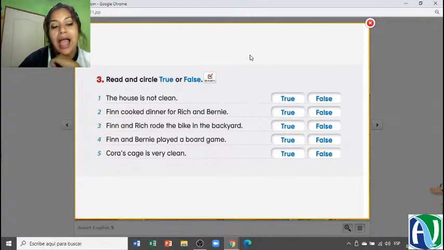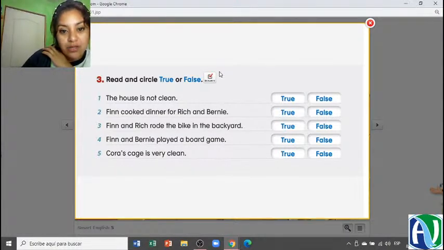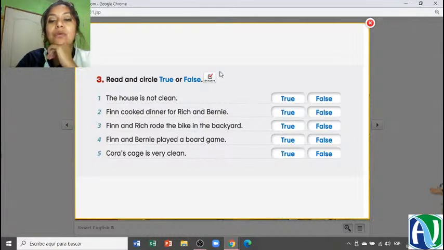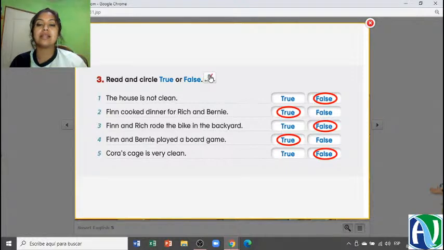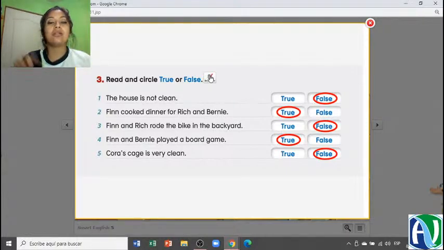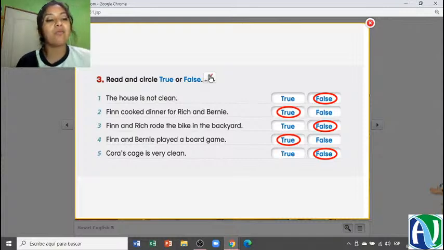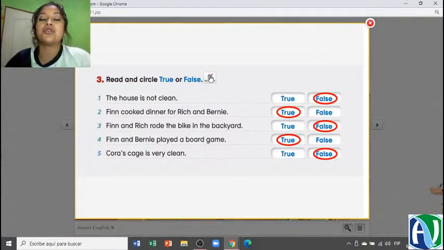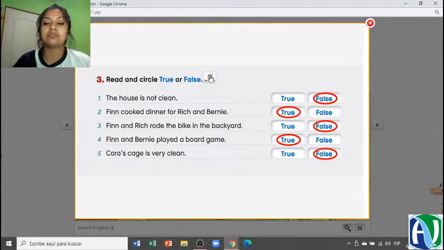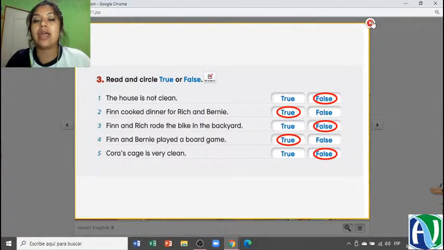Okay. I'm reading your answers and I'm going to show you mine now. Voy a mostrarles entonces ahora las mías, que son the correct answers. Number 1 is false, number 2 is true, number 3 is false, number 4 is true, and number 5 is false. So, tell me please how many good and how many wrong answers you have. ¿Cuántas buenas y cuántas malas tuvieron ustedes? Escríbanmelo en el chat and I'm going to read, okay?